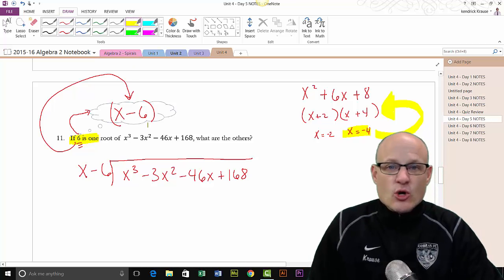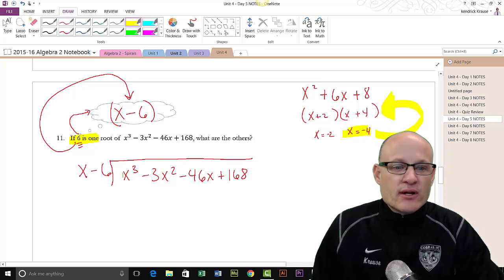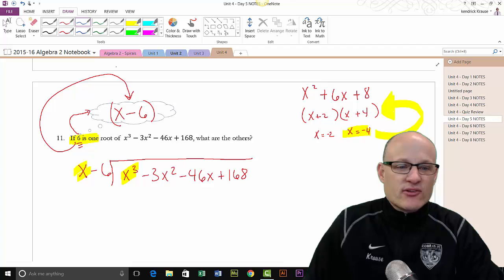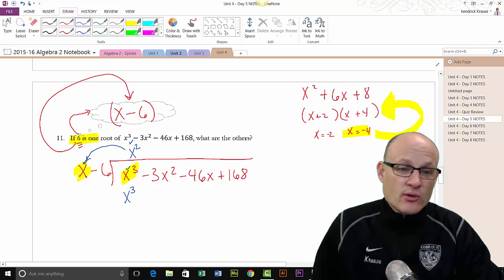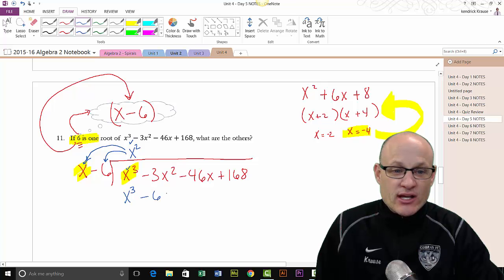Okay, here's how it works. First step, we're going to divide. So we want to divide this by this, and we want to see how many times does it divide into that. Well, x squared. Another way to think about it is, what do I have to multiply this by to get this? And clearly x times x squared is in fact x cubed. The next step is to multiply. So I just did the first part, x squared times x. Now I'm going to do x squared times negative 6, and I get minus 6x squared.